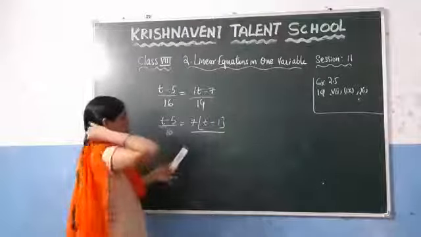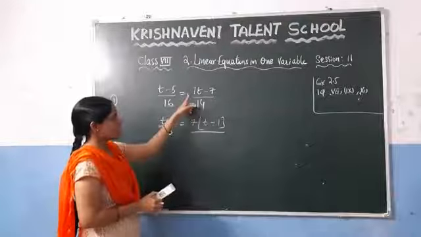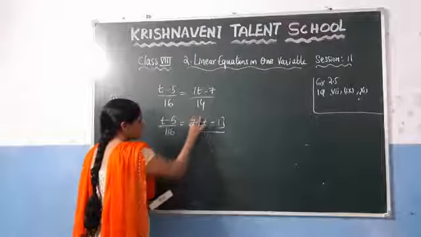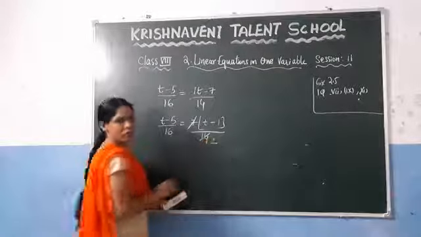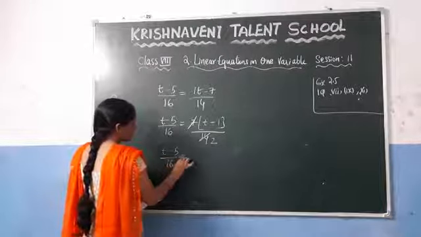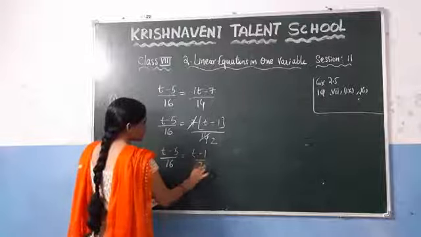Why did we take 7 common? Because you know that in the 7 table, 14 will get cancelled. So here by 14, 7 1s are 7, 7 2s are 14. Now what do you get here? T minus 5 by 16 is equal to T minus 1 by 2.